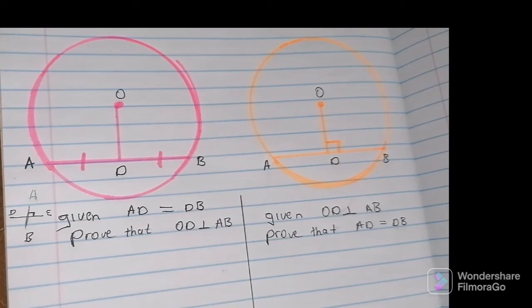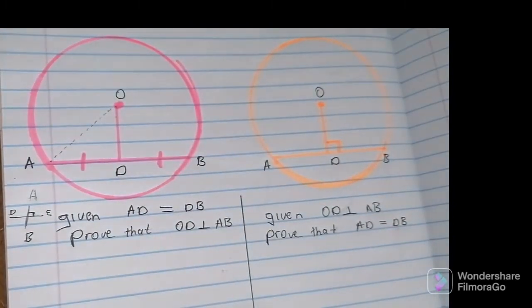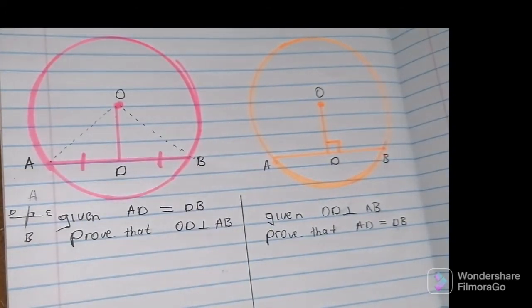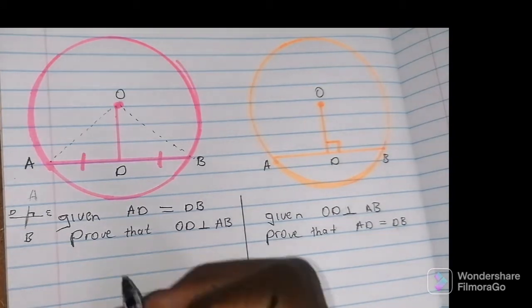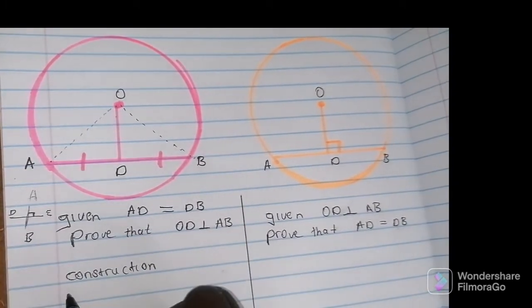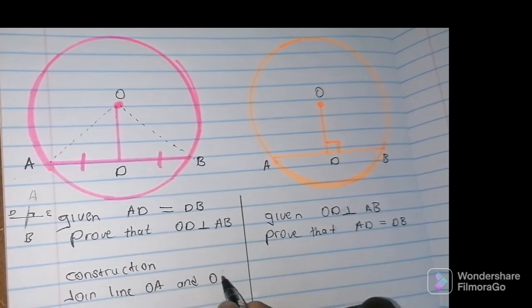How can we form our two triangles? We can first try by constructing. So guys, as you can see, you draw these broken lines to show the construction. You can either construct straight on the diagram above, or you write down "construction" and say: join line OA and OB, right?